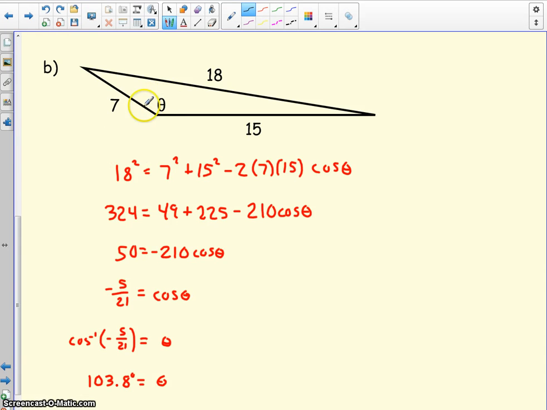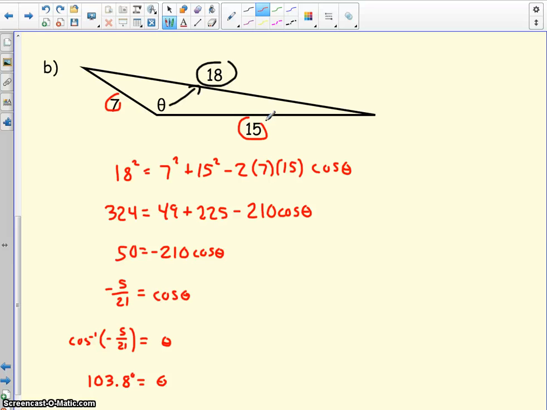So if I'm solving for theta, I have theta in the equation over here. In the cosine law, the side that's by itself in the equation on the left side has to be the one across from that angle. So it's going to be the side with length 18. The other two side lengths, 7 and 15, fill in the other two spots in the equation for sides. So I have 18 squared equals 7 squared plus 15 squared minus 2 times 7 times 15 times the cosine of theta. And from here on in, it's just algebra.